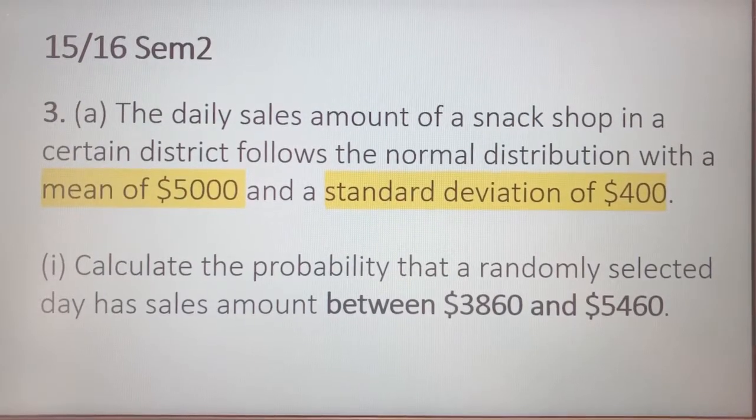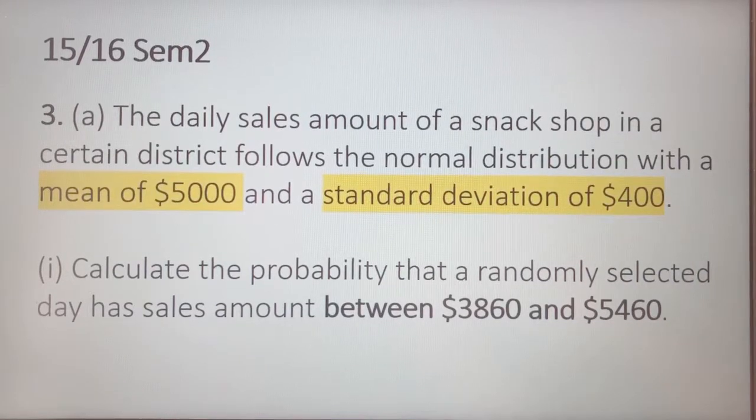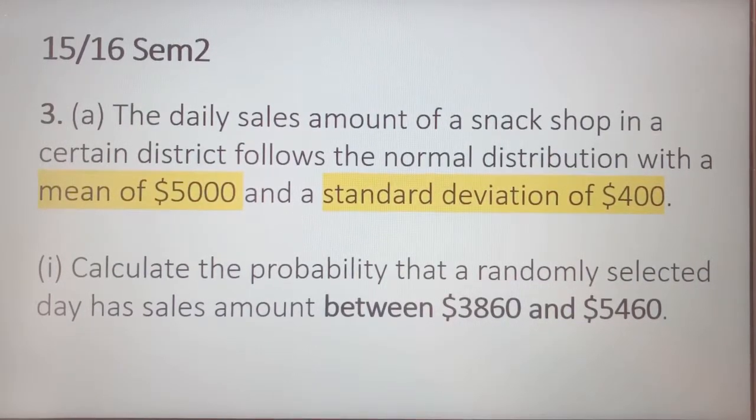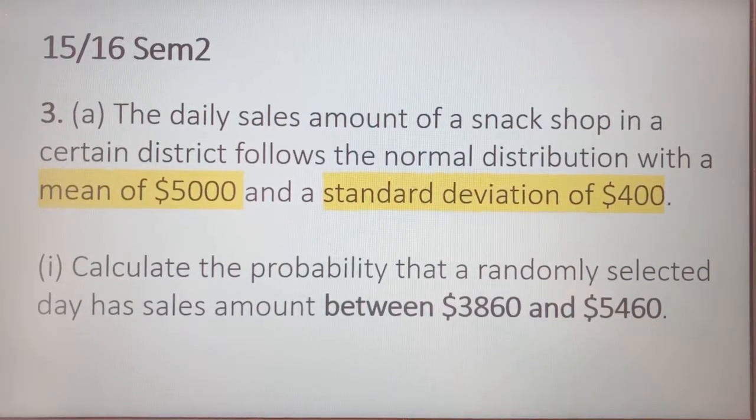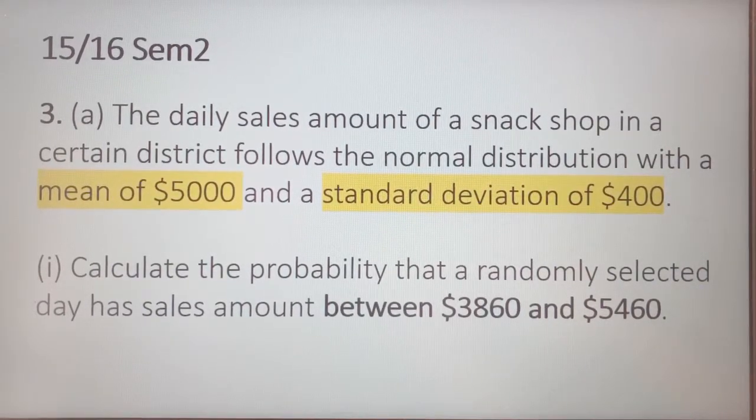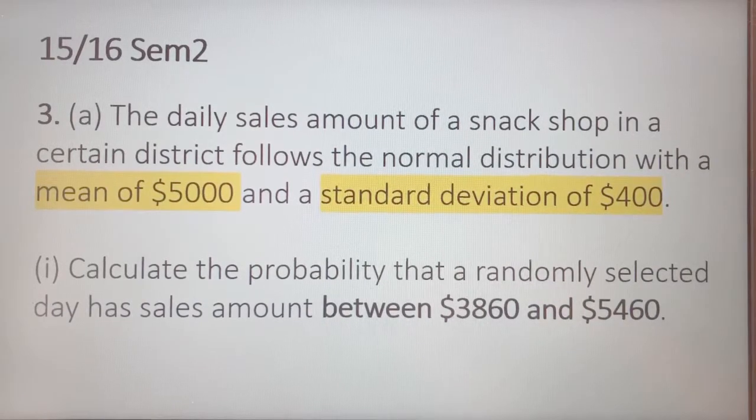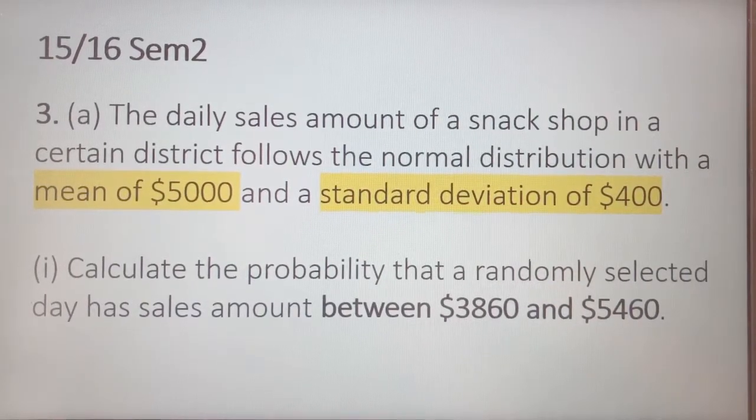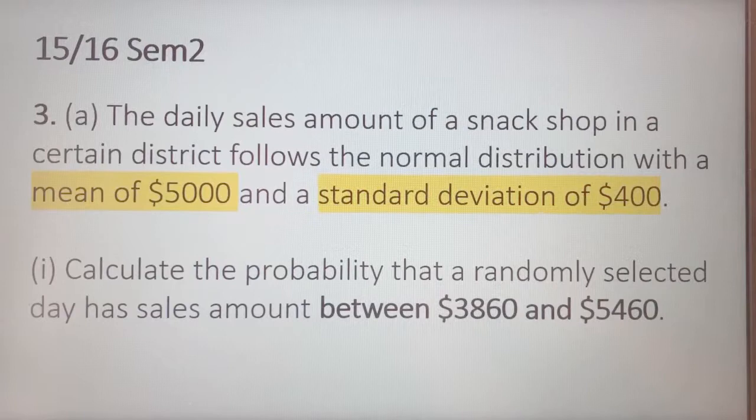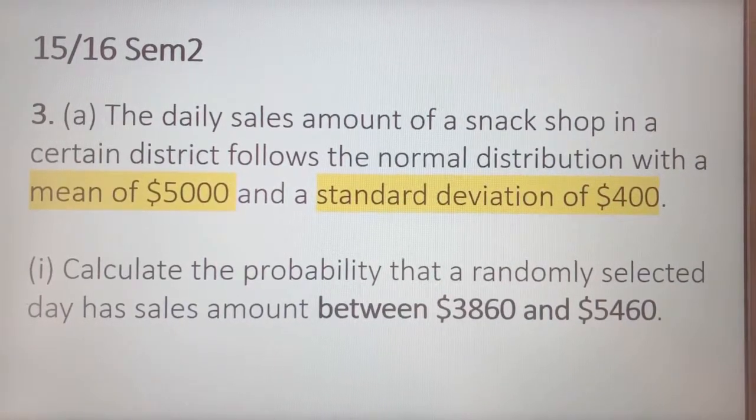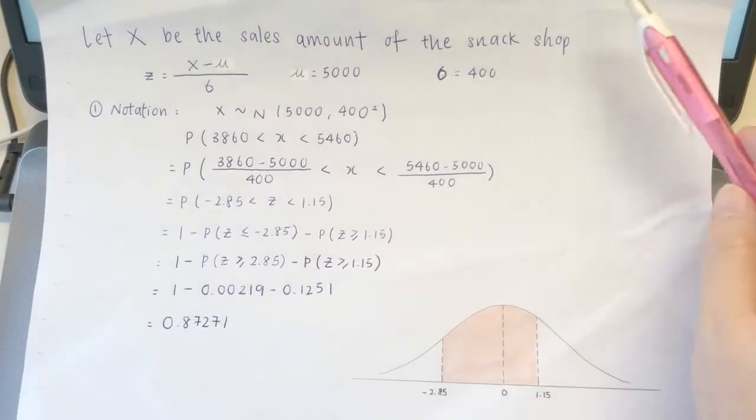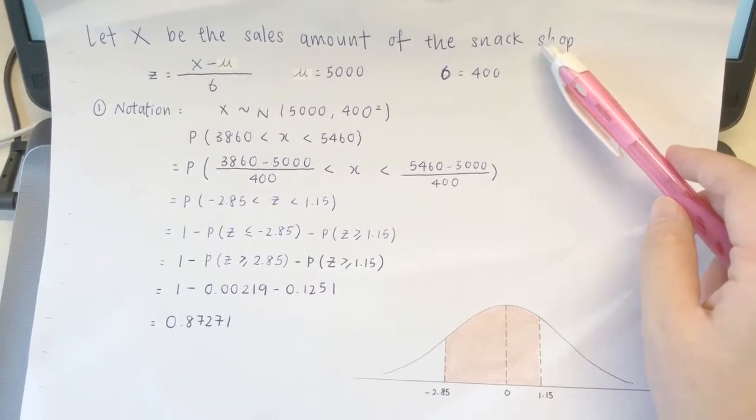So now let's move on to Semester 2 question 3a. The daily sales amount of a snack shop in a certain district follows a normal distribution with a mean of 5,000 and a standard deviation of 400. The question asks us to calculate the probability that a randomly selected day has sales amount between 3,860 and 5,460.